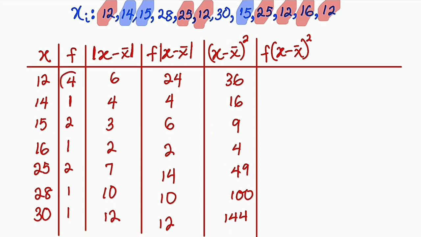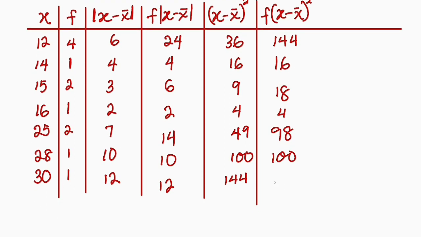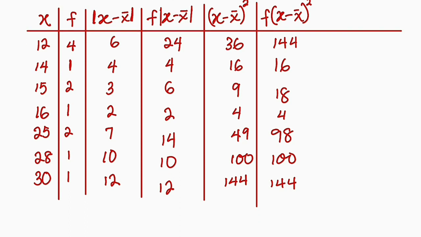So let's start with this one. 4 multiplied by 36. That will give us 144. Then we take the frequency here, which is 1 times 16 is still 16. 2 times 9 is 18. 1 times 4 is 4. 2 times 49 is equal to 98. 1 times 100 is 100. 1 times 144 is 144. So we have finished computing the table. All right.